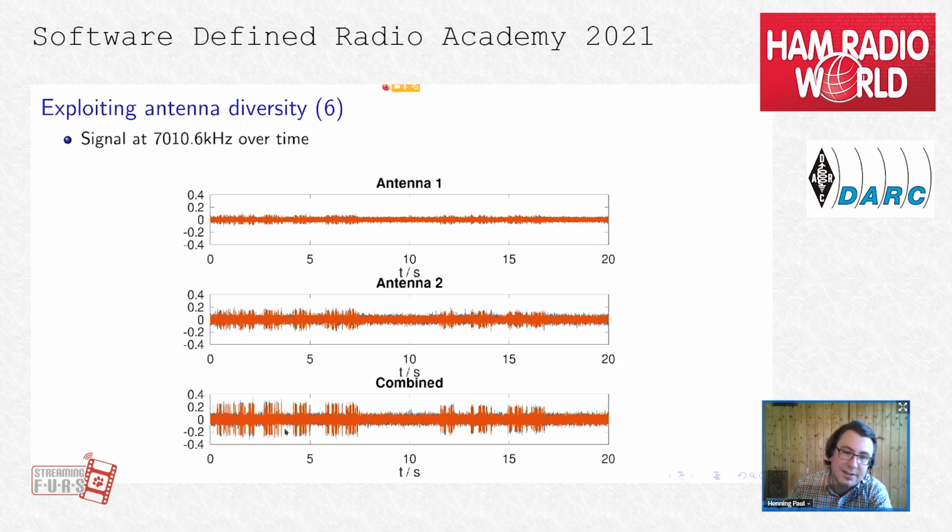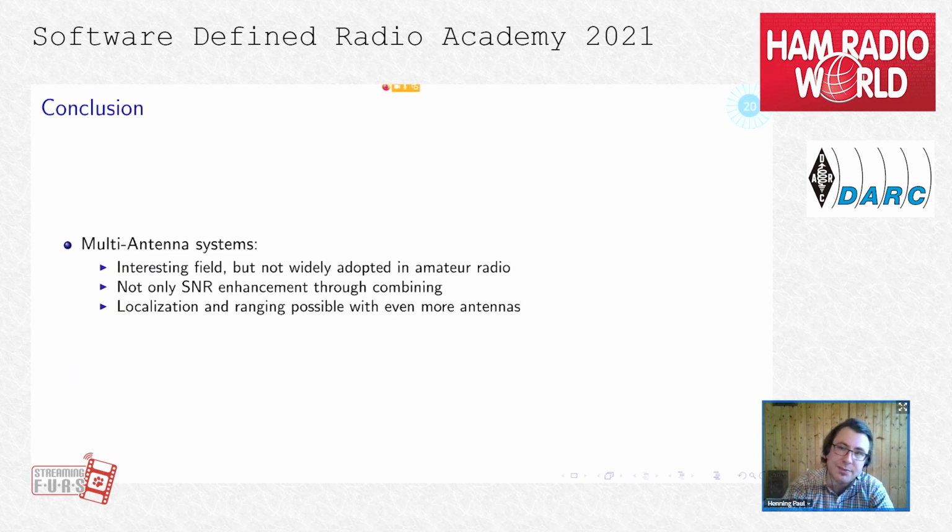And you see that the SNR has increased significantly just by adding two replicas of the same signal, and not even separated very largely spatially. It's just two antennas only a meter apart or something like that. And just by adding these two signals coherently, you can get this significant increase of SNR. And this should suffice for my talk today as a teaser for you to maybe look into multi-antenna systems in the future more thoroughly.